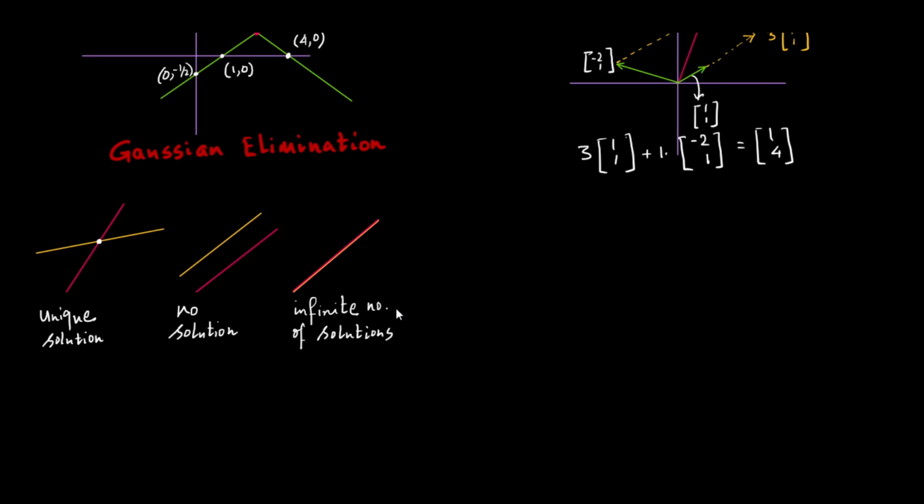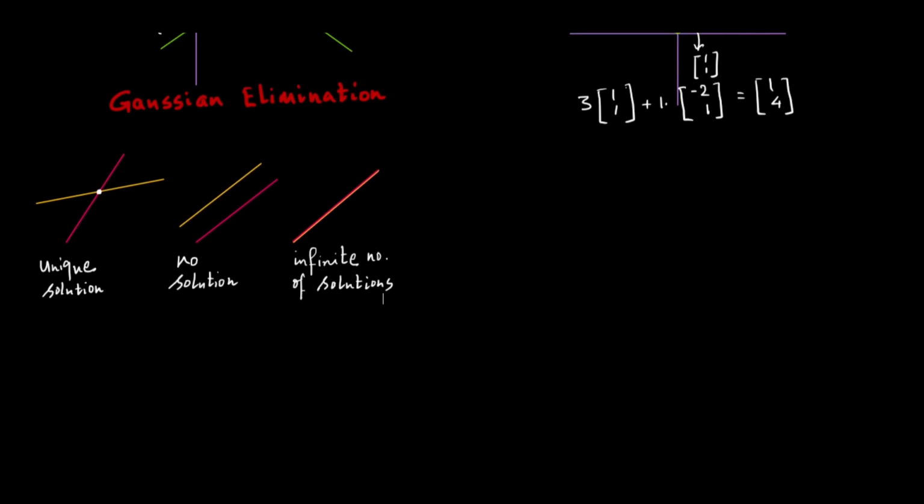So in 2 dimensions, these are the possible cases which can happen as per the geometry of the straight lines in 2 dimensions. Now, if we extend the discussion to 3 dimensions, suppose I have 3 equations with 3 unknowns.